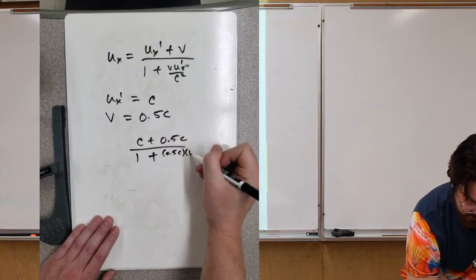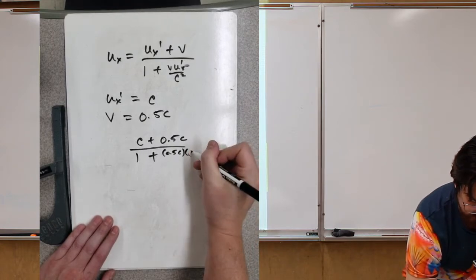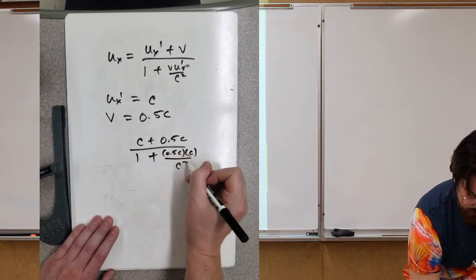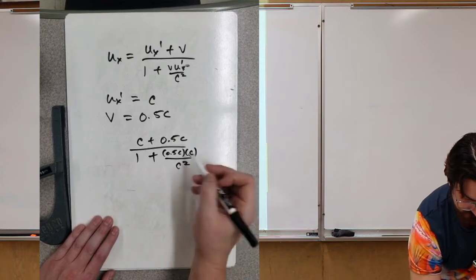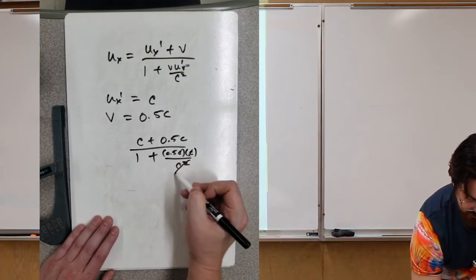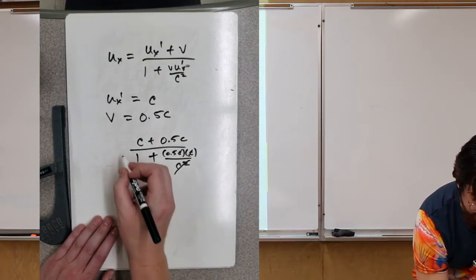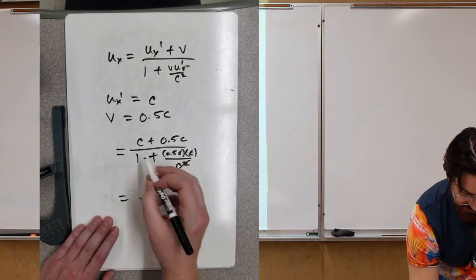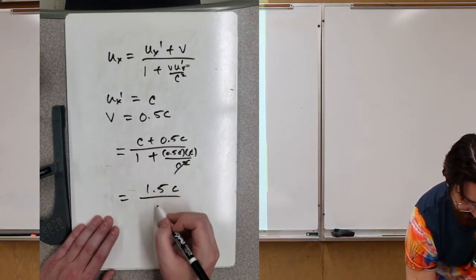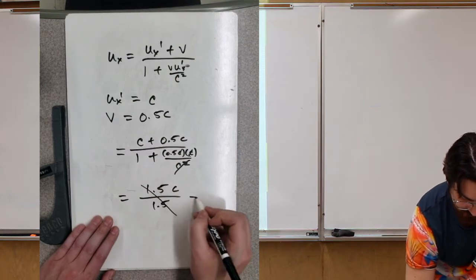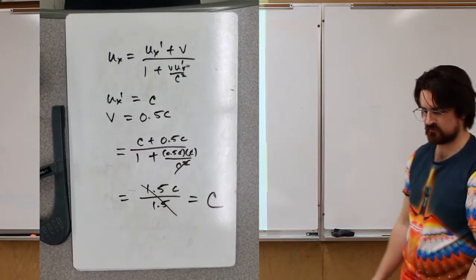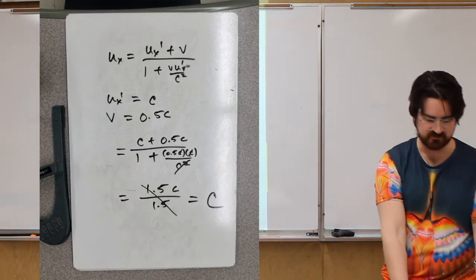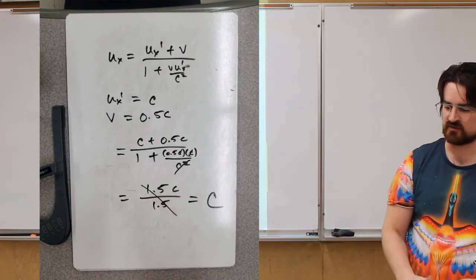c squared. So those c's are all gone. So we get 1.5 c in the top, but we also have 1.5 in the bottom. c. There you go. The speed of light is still the speed of light, regardless of the reference frame that you're watching from.